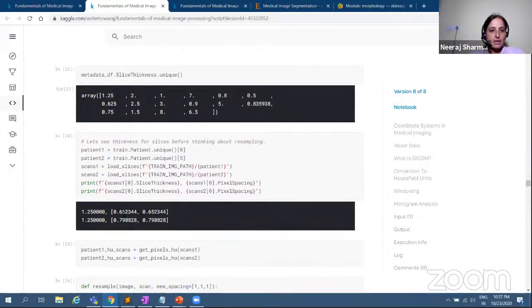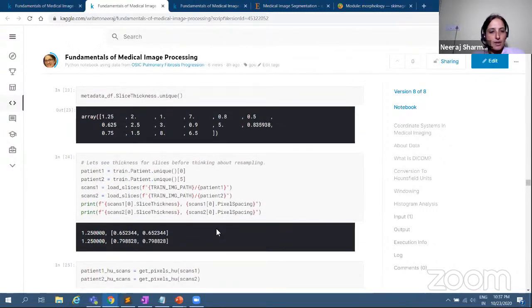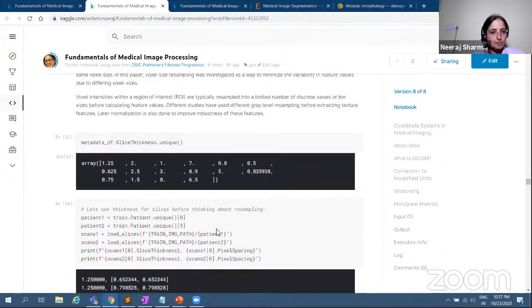See, this is the spacing I have just printed. For one particular slice, the spacing is 0.6565, and the size of the pixel in x and y coordinates is 0.79, 0.79. So basically all the pixels are of different sizes across the scans.